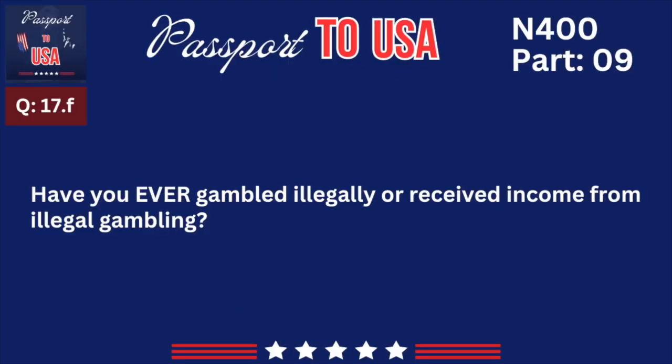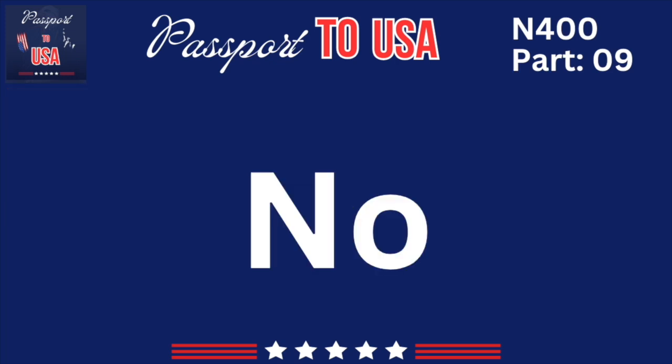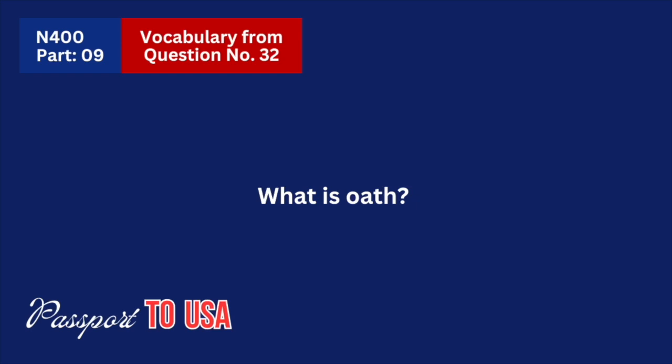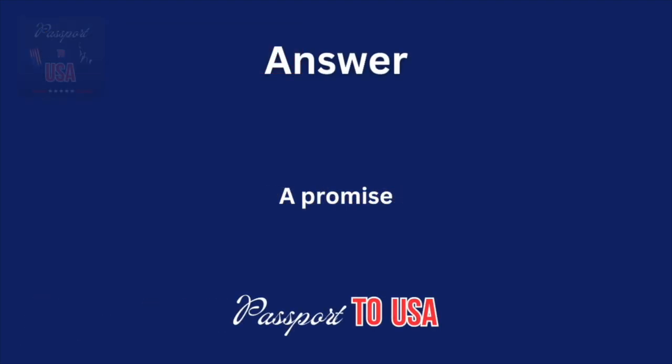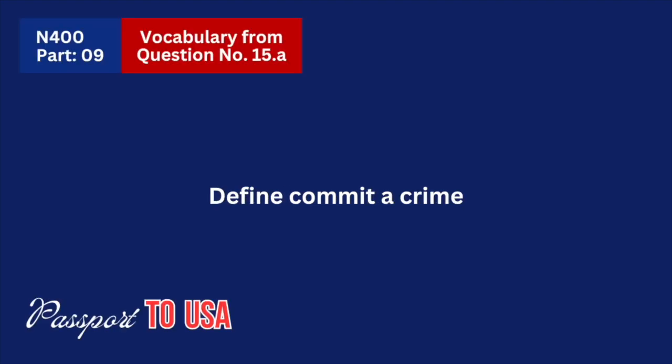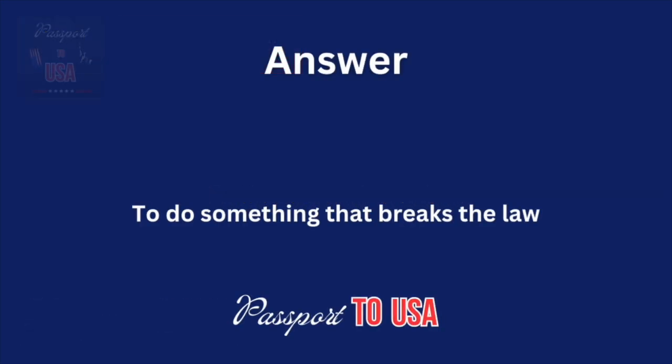Have you ever gambled illegally or received income from illegal gambling? No. What is oath? A promise. Define, commit a crime. To do something that breaks the law.